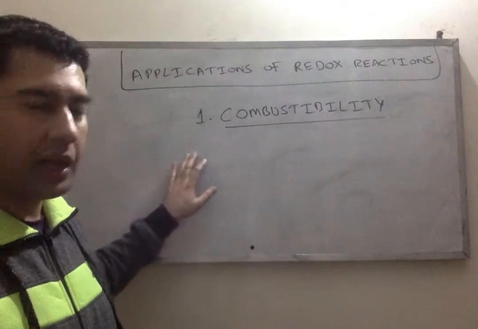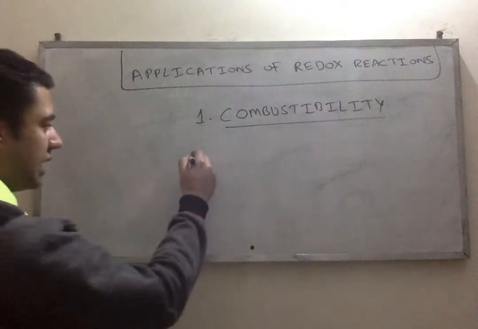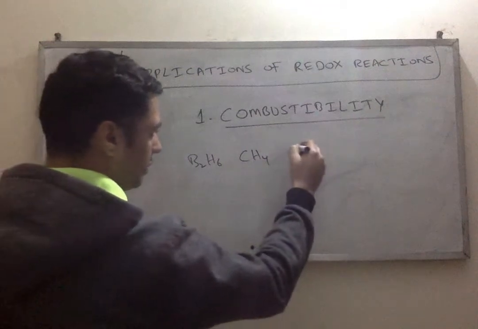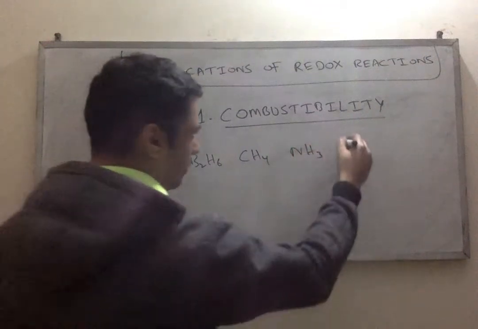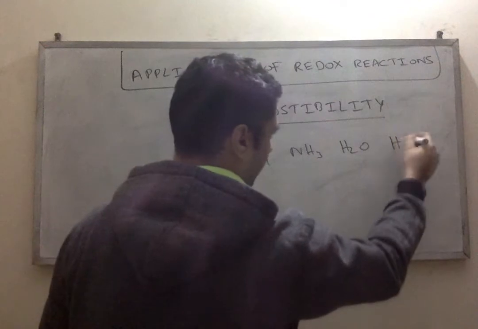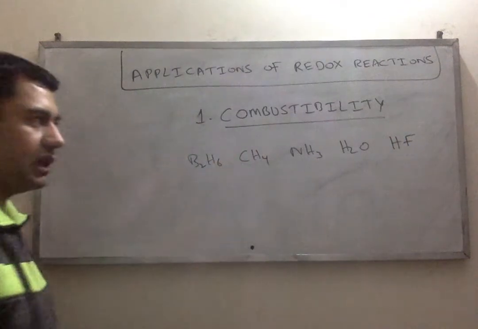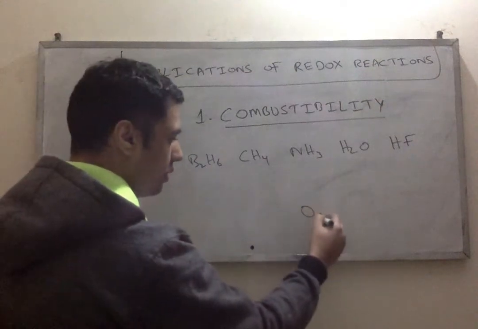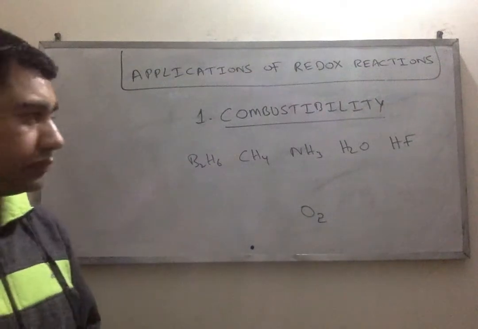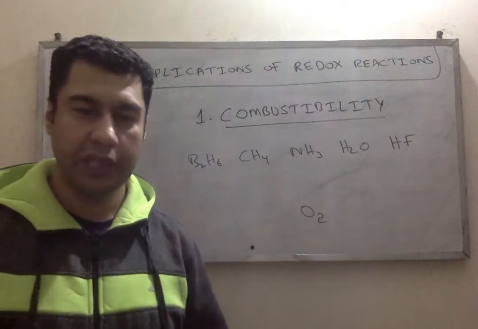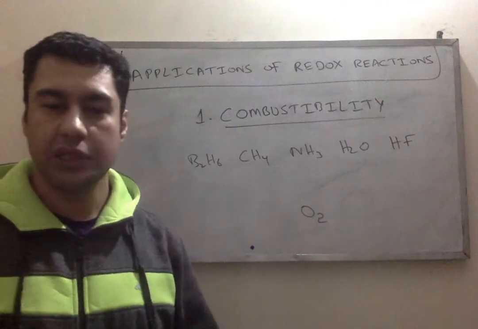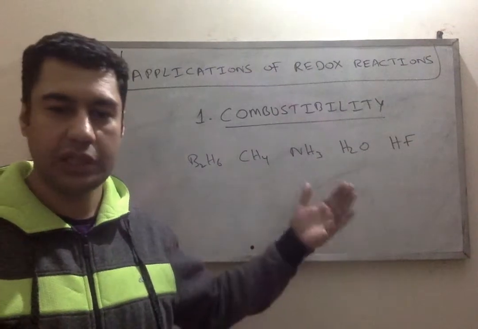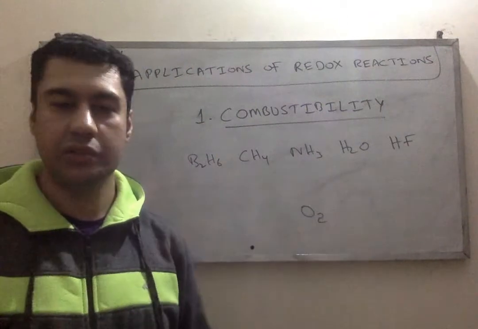Let us say we are given a sequence of compounds starting with diborane, that is B2H6, methane, CH4, ammonia, NH3, water, H2O, hydrogen fluoride, HF, and we are asked to determine whether these substances are combustible in an atmosphere of oxygen or not. The first important thing to realize is that combustion actually represents a vigorous redox reaction, and therefore the oxidation numbers and electronegativities are going to play a critical role in this determination.